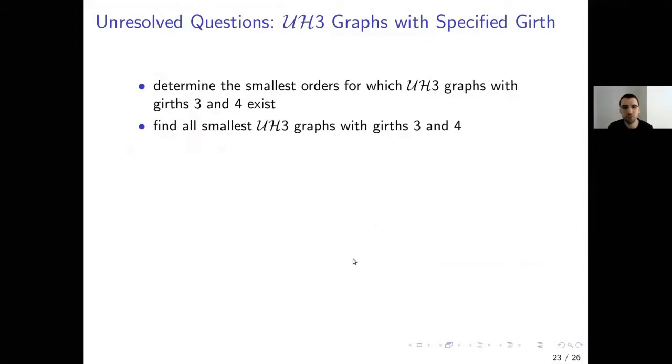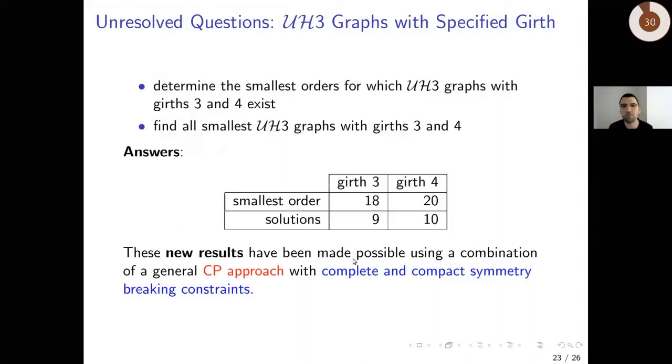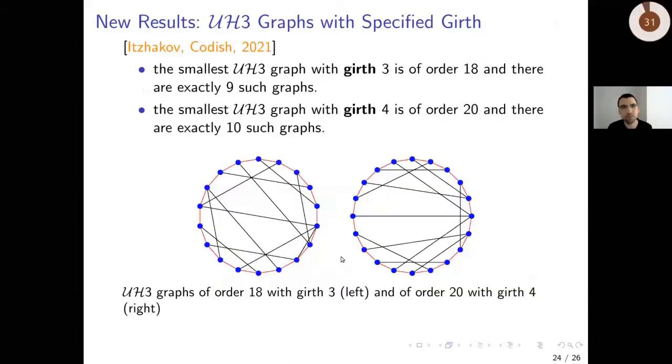So using our approach, we were able to find the solutions for this problem. And these new results have been made possible using our approach, and specifically due to the complete symmetry breaking constraint of polynomial size. So if you remember these two graphs that I showed you earlier, these are new graphs that were previously unknown, and we found them with our implementation in order to answer some of the questions earlier.